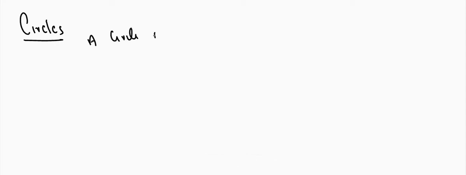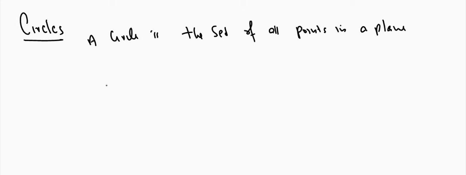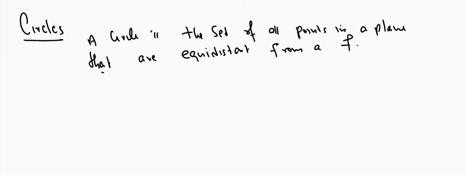In this module, we are going to discuss circles. A circle is the set of all points in a plane that are equidistant from a fixed point in a plane. That is, a circle is a set of all points.